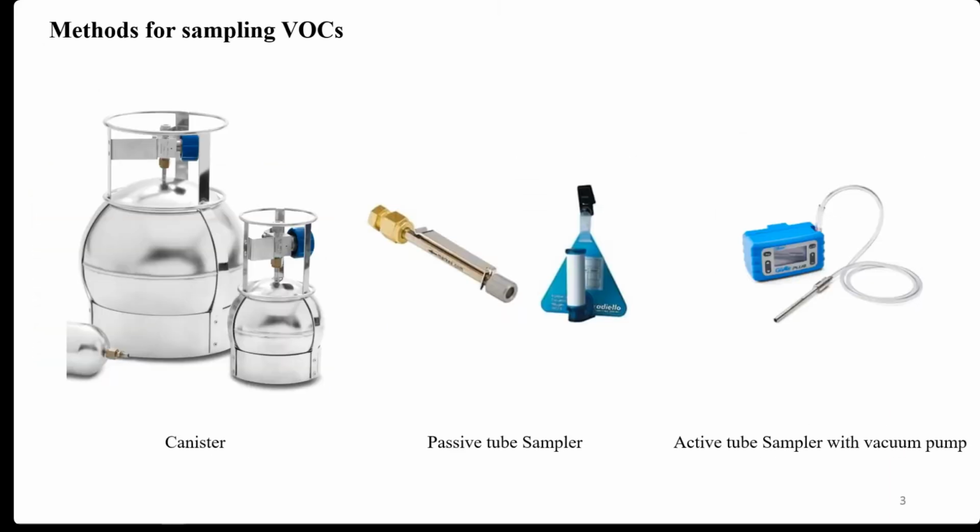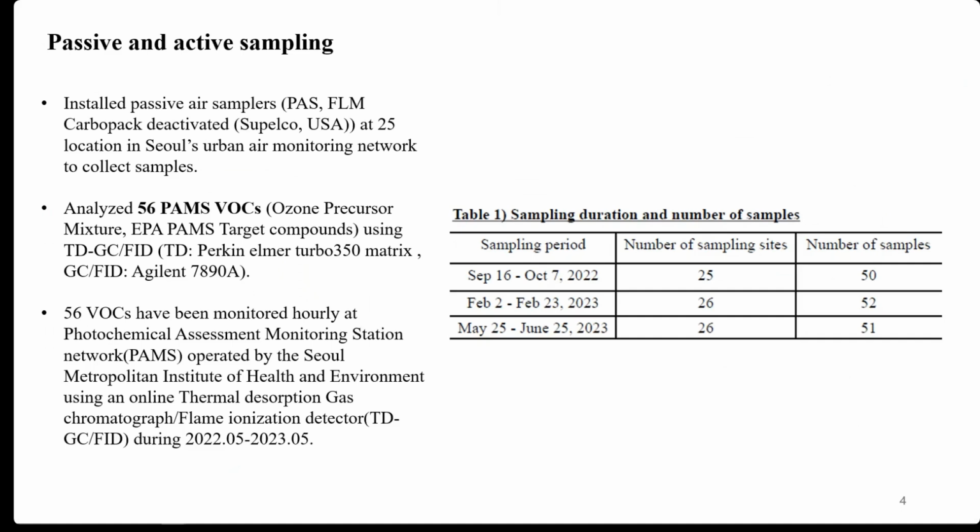So I'd like to introduce the methods for sampling VOCs. There are passive sampling methods using canisters and passive tube samplers, and active tube methods that use pumps to collect samples. As I mentioned above, there are various sampling methods, so it is important to choose the appropriate method based on the specific conditions of your experiment.